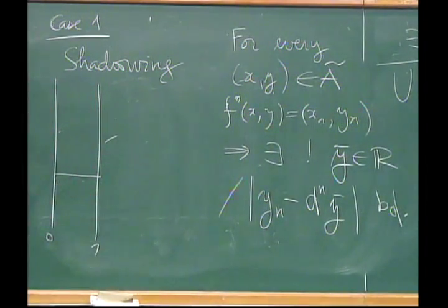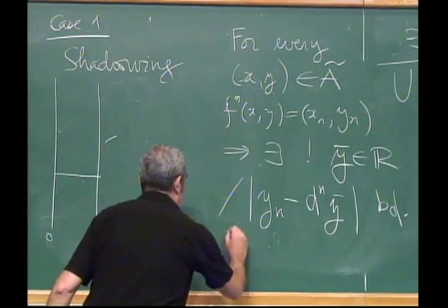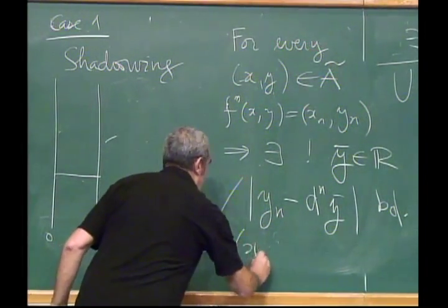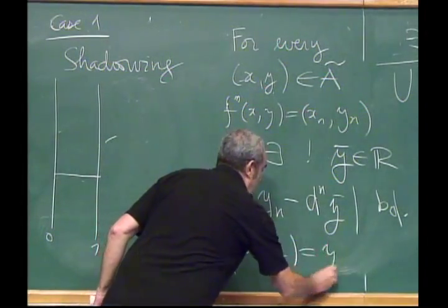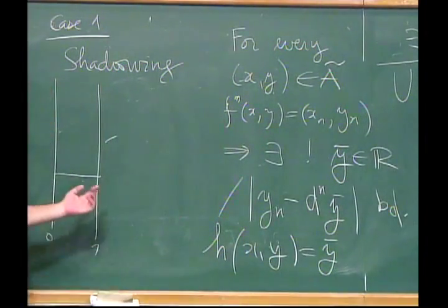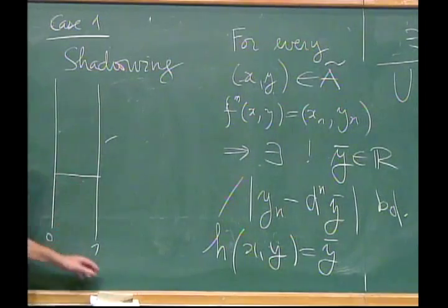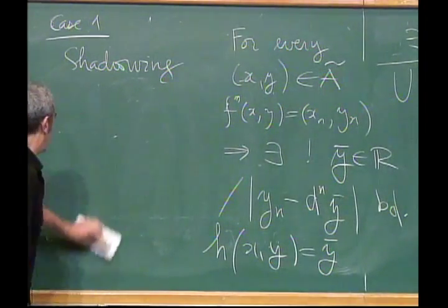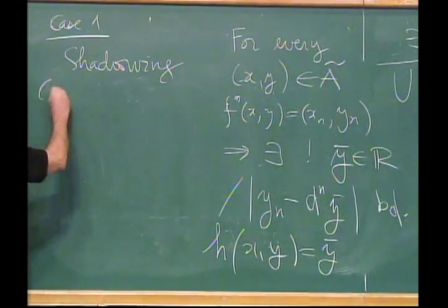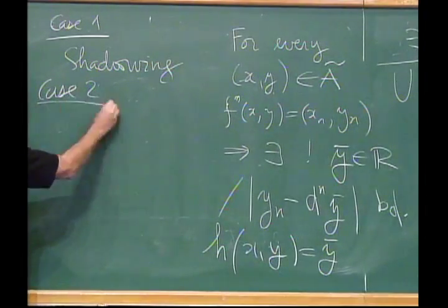Okay, this is bounded, and so the semi-conjugacy is y bar. So the image H of xy will be y bar, and you have a semi-conjugacy. Okay, just this mild hypothesis. This is the argument called shadowing. The other argument is called connectors.